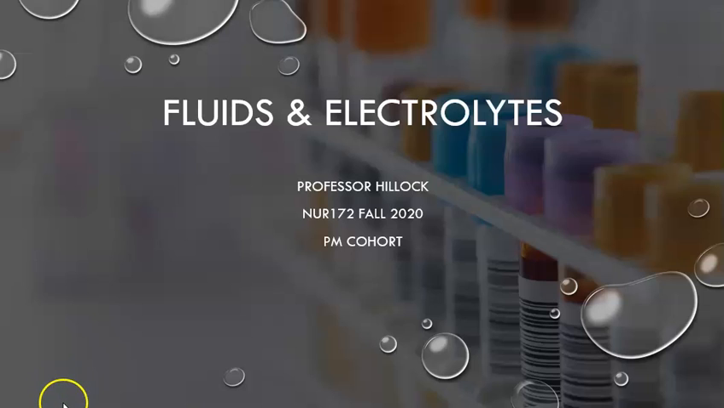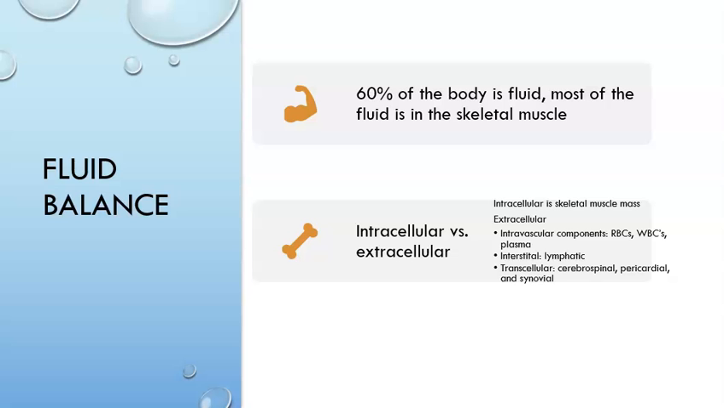We're going to talk about fluids and electrolytes. The body is made up of approximately 60% fluid, and most of this fluid is located in the skeletal muscles. You have intracellular fluid and extracellular fluid. The intracellular fluid is located in the skeletal muscle mass. Your extracellular fluid is in the intravascular system.